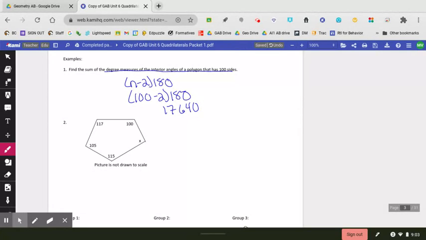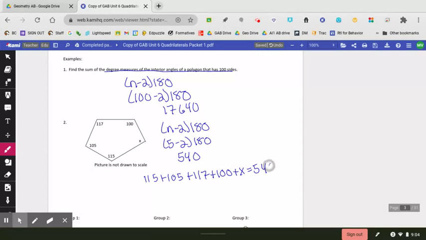Now, to find x, we know that this is a pentagon. There are 5 sides. So that means the interior sum, (n minus 2) times 180, is (5 minus 2) times 180, which gives me that the sum is 540. So since the sum is 540, I do 115 plus 105 plus 117 plus 100 plus x equals 540. And I solve that on my calculator.